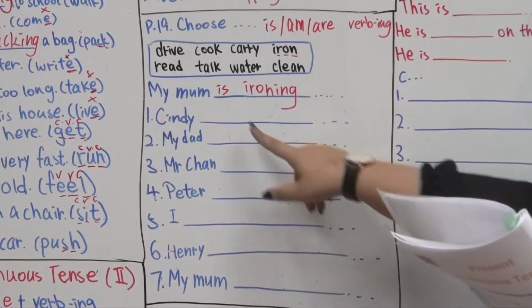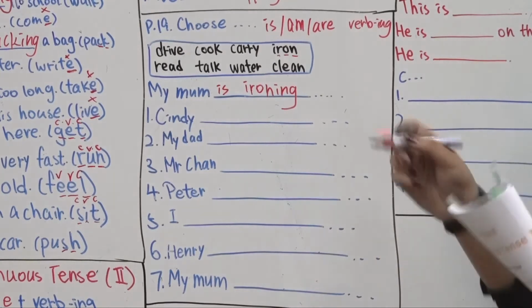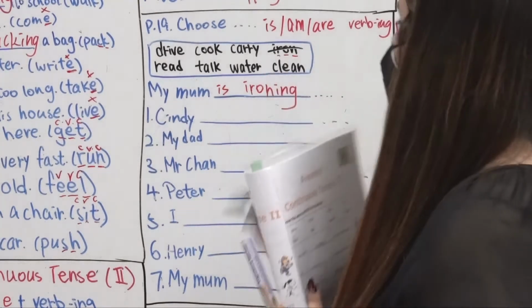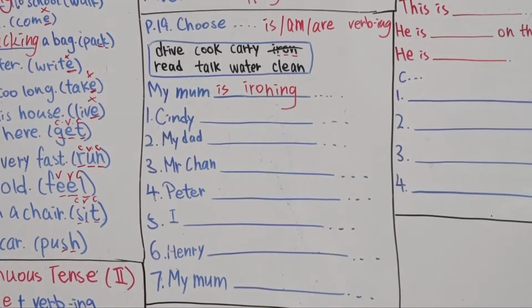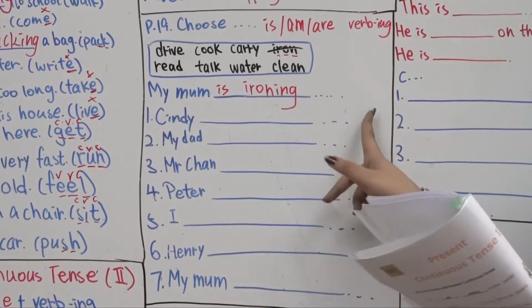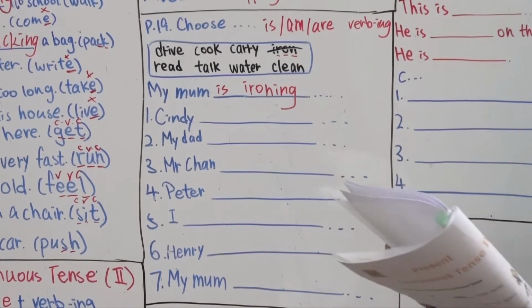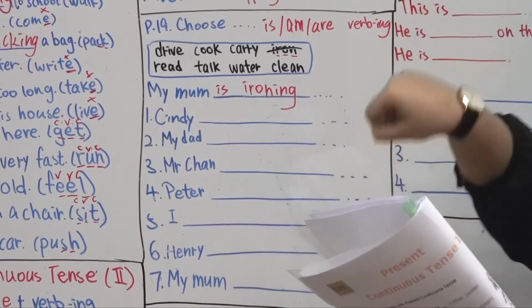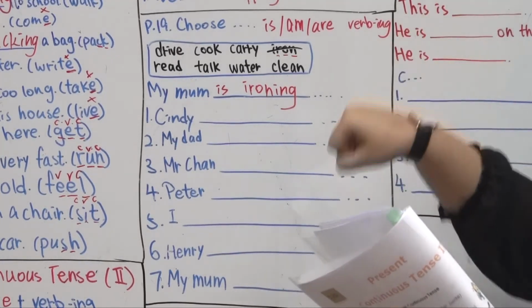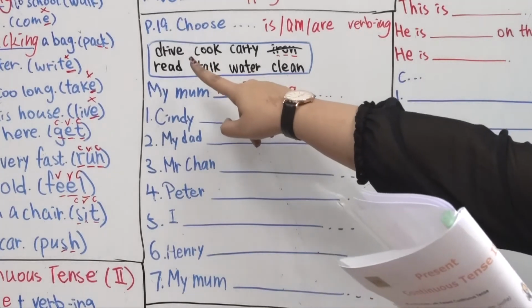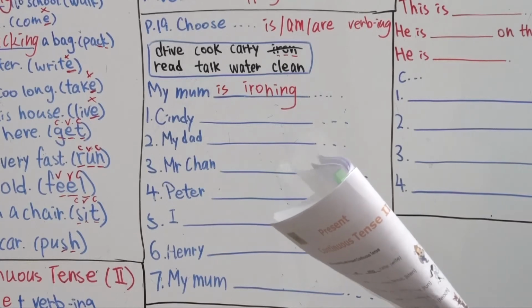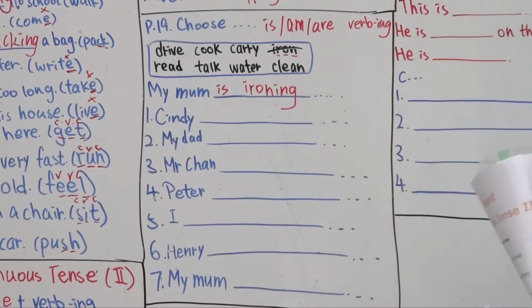Next one. Cindy, what? The flowers now. So we are done with using iron, right? Let's have a look at the next question. Cindy, what? The flowers now. In the next picture, you can see somebody is standing in front of the plants, right? What is she doing? She's driving the flowers, reading the flowers, cooking, carrying, talking, watering, cleaning. Watering, yes, watering.